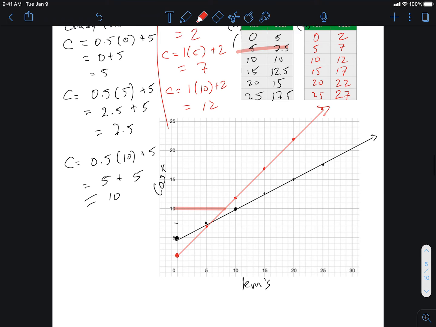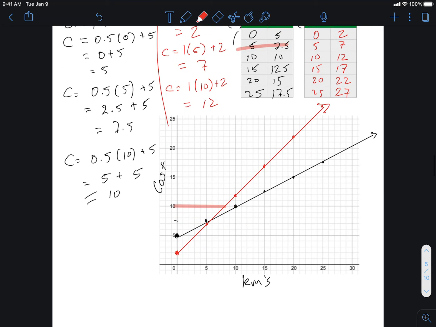We also knew, because of the work we did earlier, how far we could have gone with $10, and we're just checking our answer at this point. We said it was 10 kilometers with Crazy Cab. So then we know we're right.